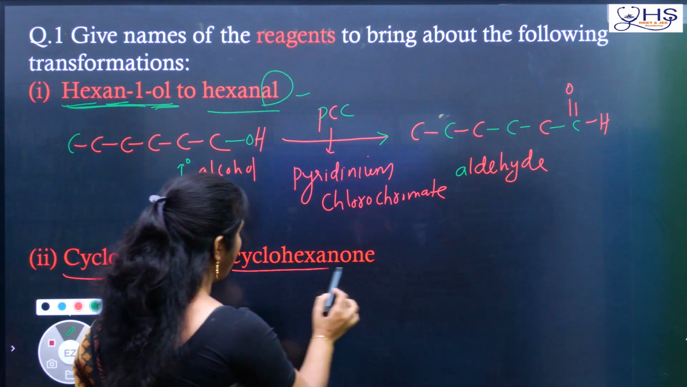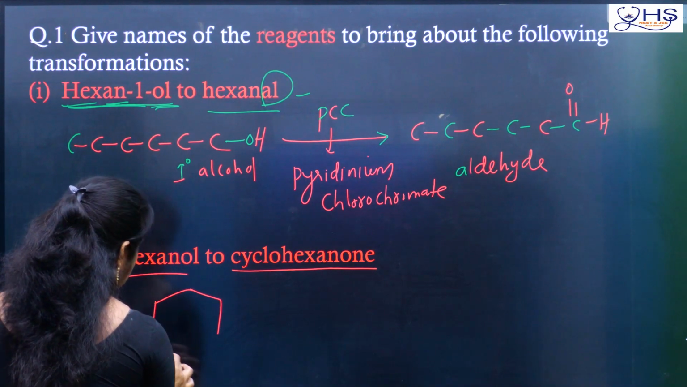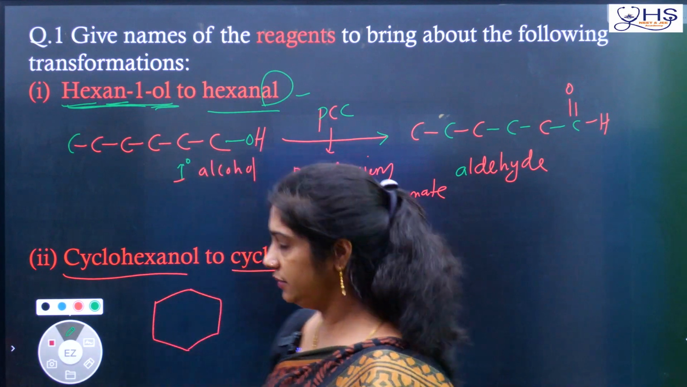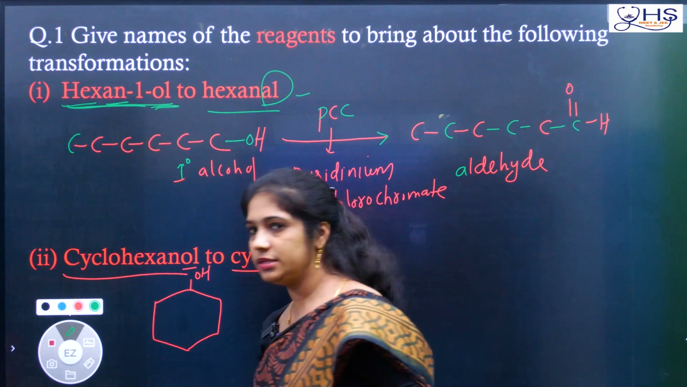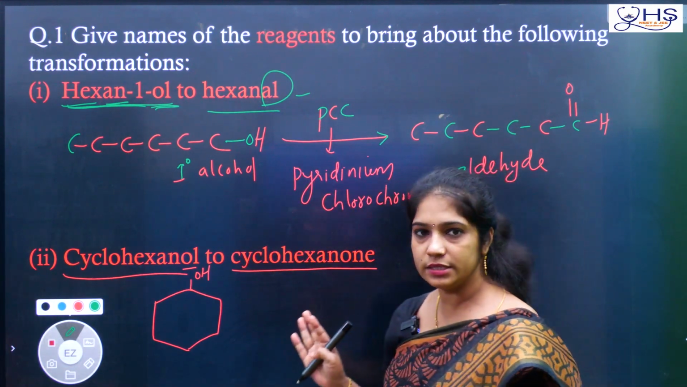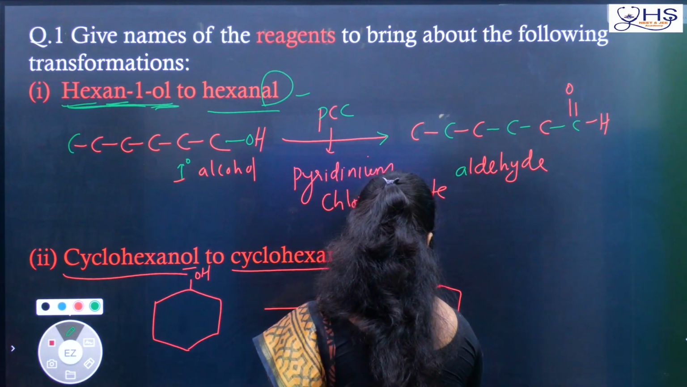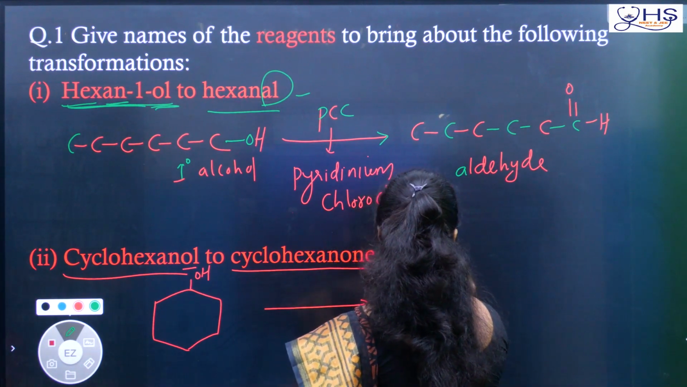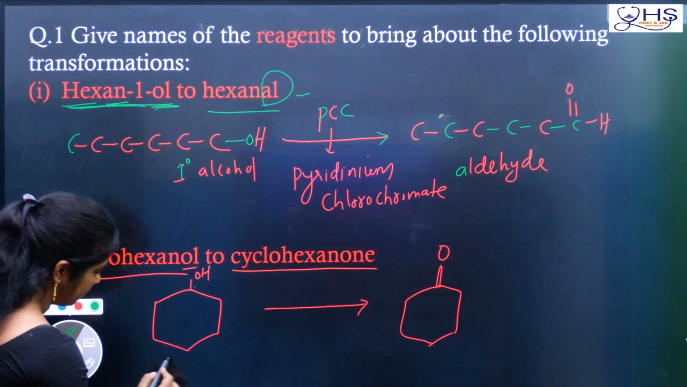Cyclohexanol to cyclohexanone. Cyclo means a cyclic ring structure. Hexanol means how many carbons? Hex means 6 carbons. So a ring structure with 6 carbons, and you have OL. OL means alcohol. They are not mentioning the position, which means the position will be taken as 1. Position number 1, whether you mention it or not, is the same thing. Now, cyclohexanone. One will be used for the ketone. That means this is a secondary alcohol. This is a secondary carbon.